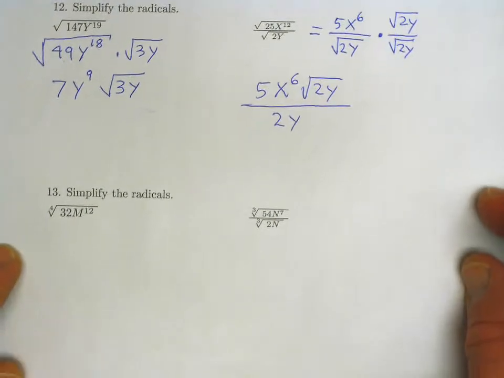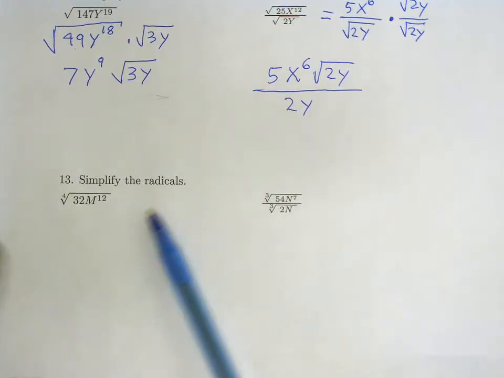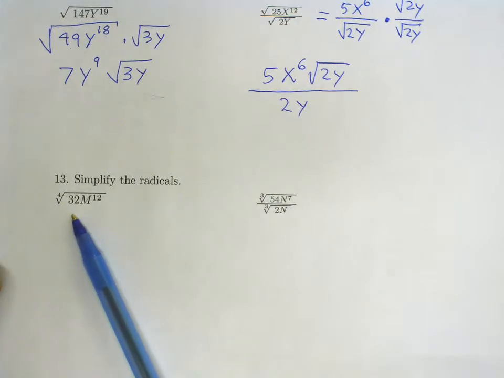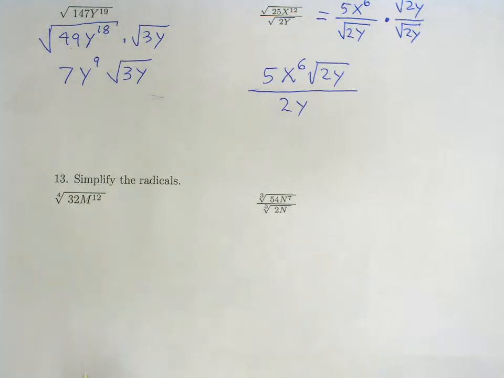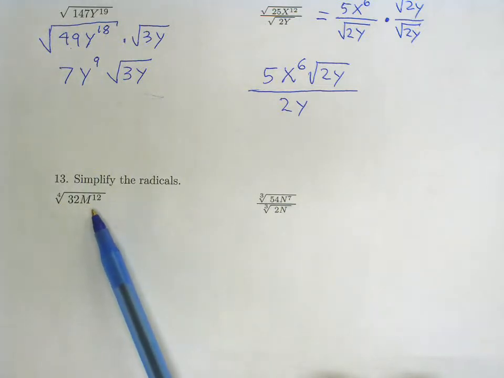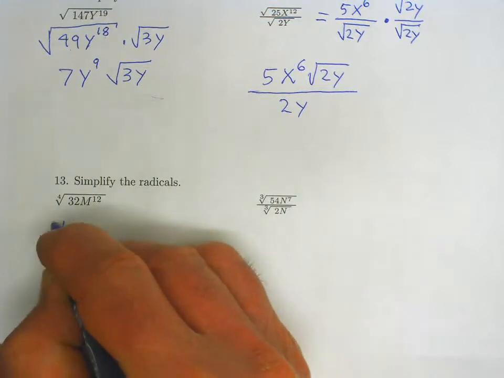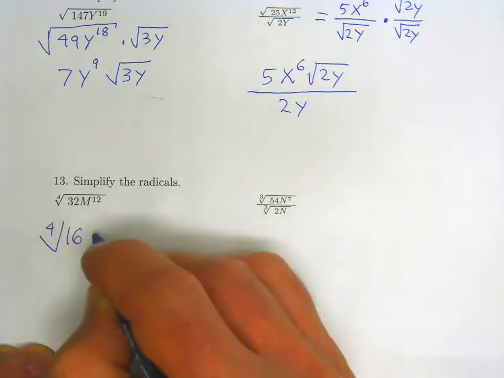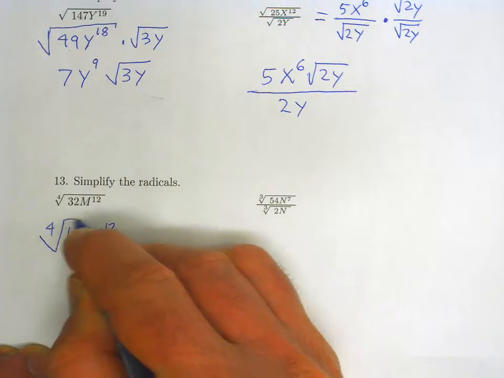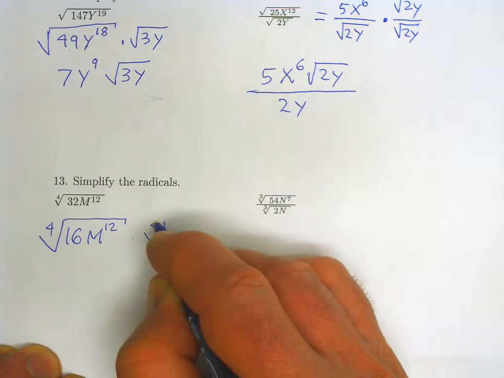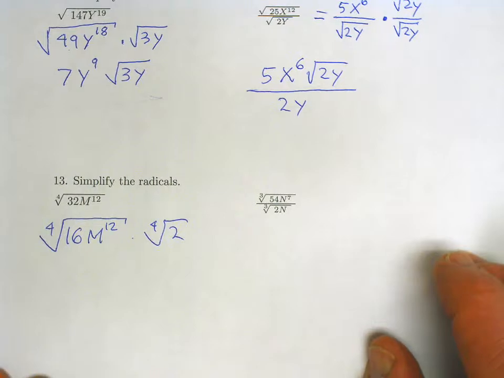Okay, a couple more radicals. Simplify these radicals. The fourth root of 32m to the 12th. The largest factor of 32 that is a perfect fourth power is 16, because 2 to the 4th is 16. M to the 12th is a perfect fourth power because the exponent 12 is a multiple of 4. So we can rewrite this as the fourth root of 16m to the 12th times the fourth root of 2.